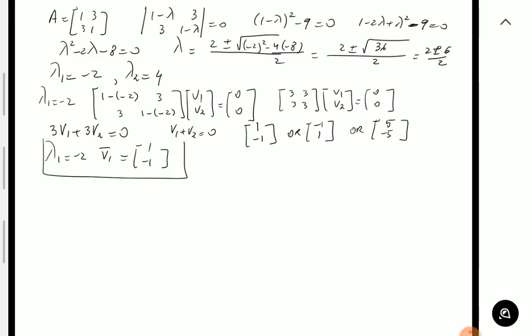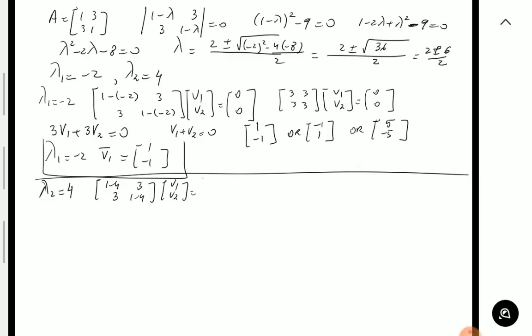And then similarly, for the second eigenvalue, 4, subtracting from the main diagonal, 1 minus 4, 3, 3, 1 minus 4. Sometimes I don't even bother to set up v1 and v2, because again, in the 2 by 2 case, it's so direct. But in the beginning, just go a little bit more formally till you get used to it, right?